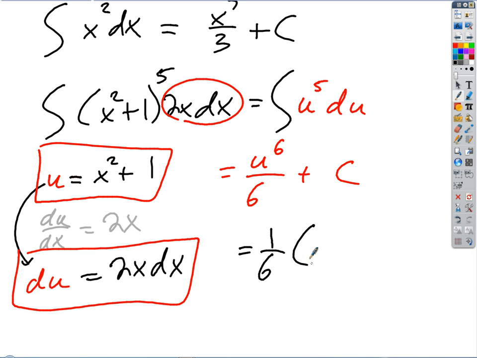Okay, the quantity x squared plus 1 to the 6th plus c. How about that? That's not so bad, right? Now, if we had done this the old-fashioned way, it would have looked pretty ugly. What we would have gotten, had we expanded this whole thing out and integrated term by term, is this long chain of answers.